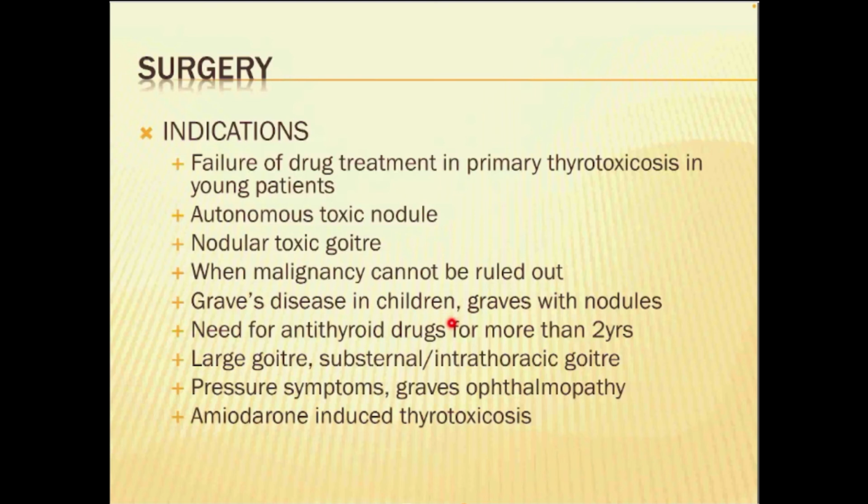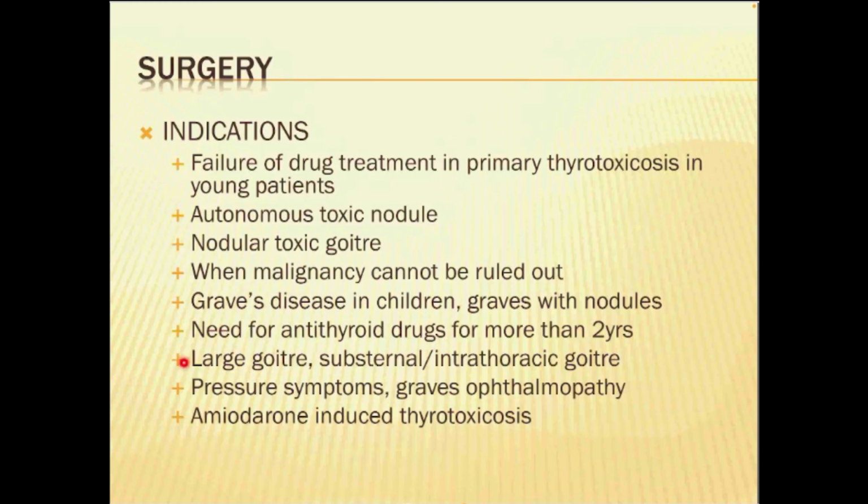And if the patients are supposed to take antithyroid drugs for more than 2 years, if there is no regression or the patient is not responding to antithyroid drugs within 2 years, we should go for surgery because the toxicity of the drug is more. That is why if the patient becomes normal within 2 years, we can go for medical management. If he is not responding, we should go for surgical management.